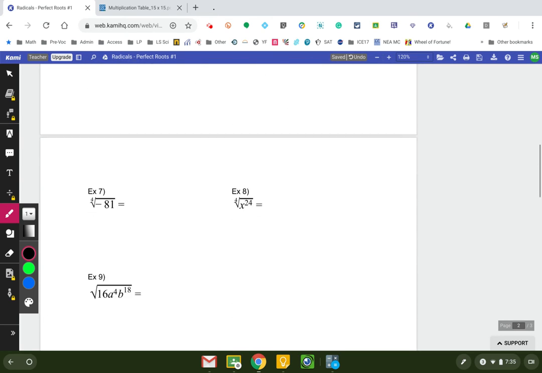All right. Here is example number 7. So this is where you have to pay attention. Because if you have an even number outside and a negative number on the inside, the answer is no real number. And that'll be an option on MyMathLab. Okay?